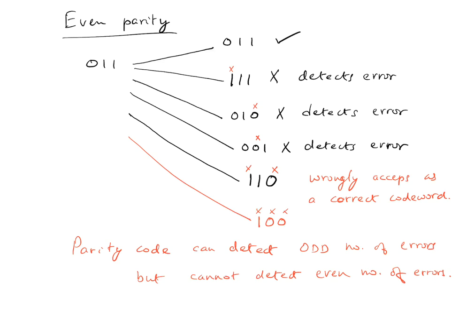Okay, so I'll stop here for today, and we'll continue again in the next lecture, where we'll discuss some more details of the code, and we'll look at another type of code which will be able to not only detect the error but also be able to correct the error, and that is called a Hamming code. So I'll talk about that in my next lecture.